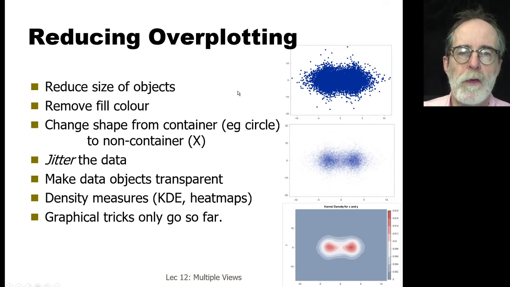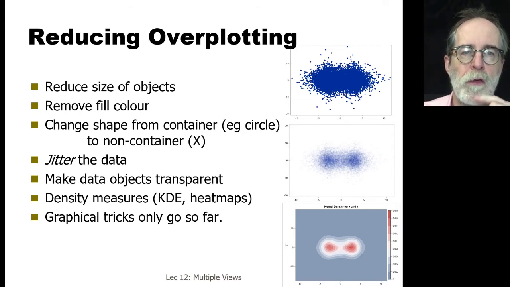Another thing to do is to remove the fill color. Those are filled circles. You could just draw outlines, and so that at least leaves some white space within the point, if the thing you're drawing is of sufficient size. And so you can see more overplotted points in a particular region.